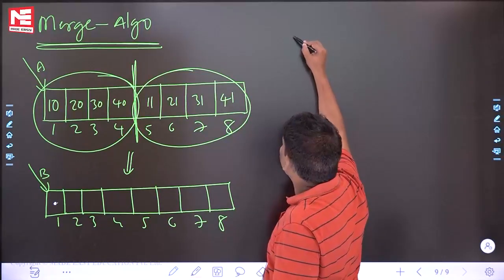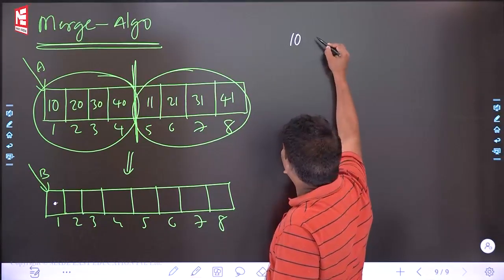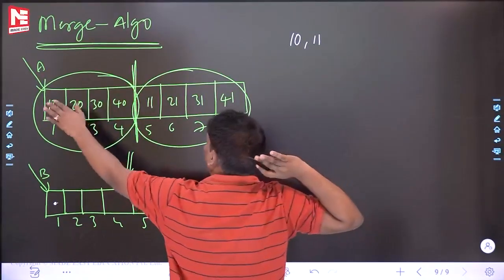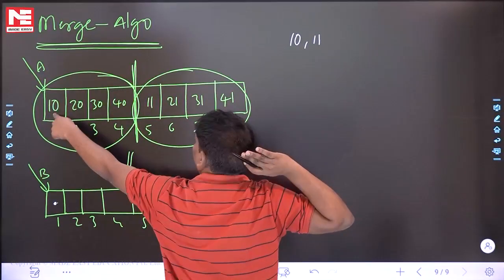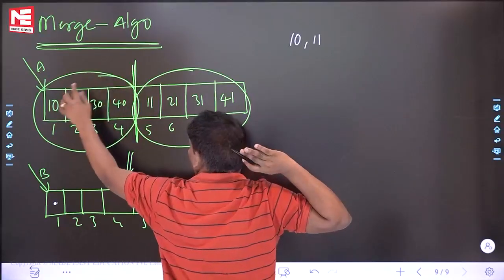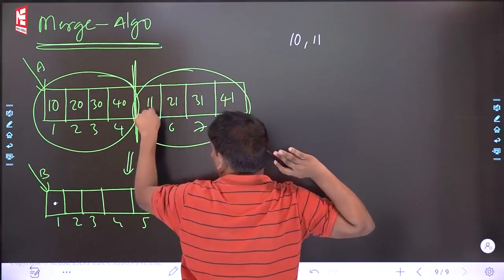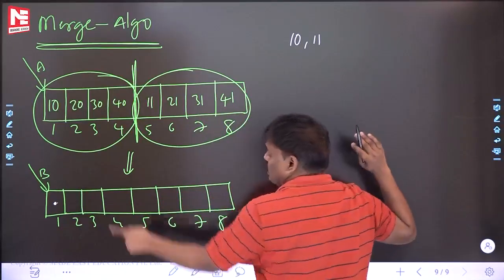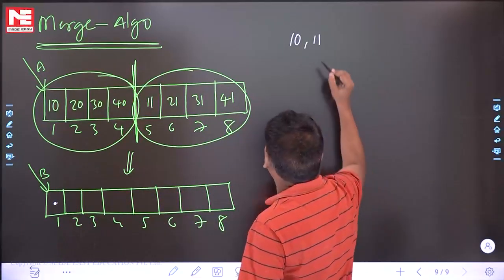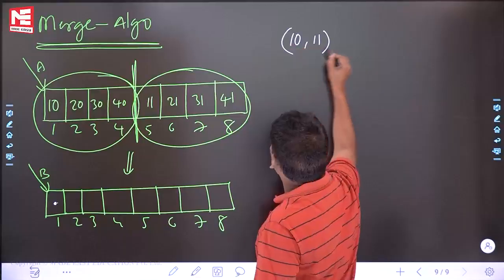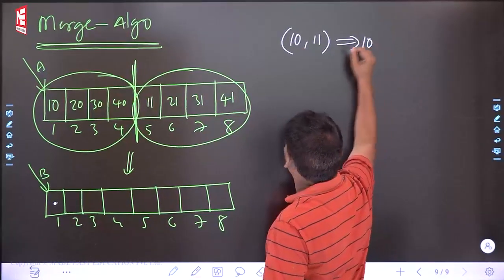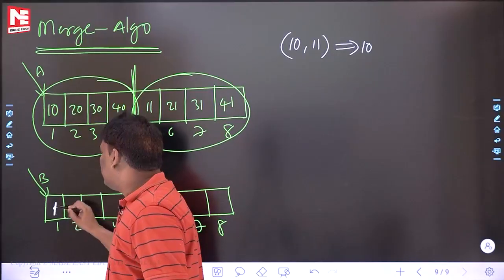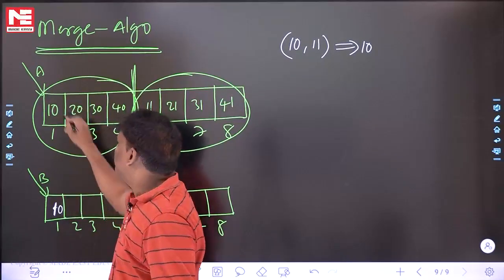In the left group, who is the smaller? 10. In the right group, who is the smaller? 11. These 2 people are fighting. Other people cannot fight because it is a sorted array. Only they can fight, because from each group the smaller ones, out of these 2 smaller ones, 1 smaller will come here. Because it is a sorted array. 10, 11, compare. Who is the winner? Whichever is smaller, he will come. 10 came here. When you say he came, cancel it.